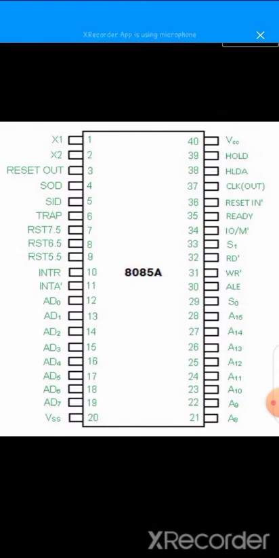The IO bar M bar is the 34th pin. Whether an IO operation or a memory operation is going on can be described by this pin. If you get a positive signal value, that is 1, it represents IO write or IO read signals.